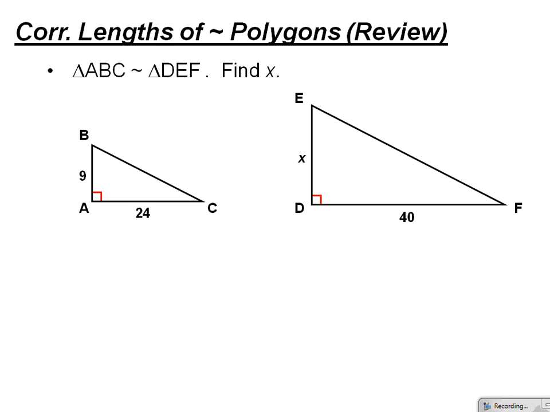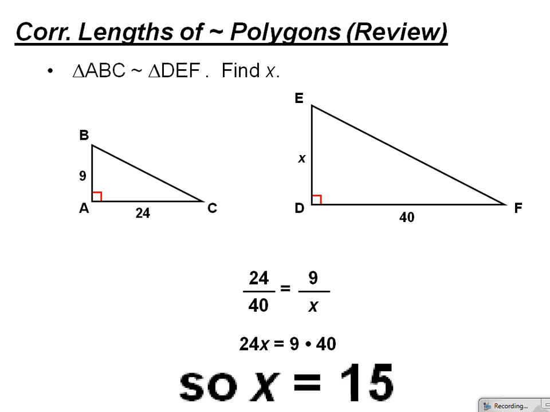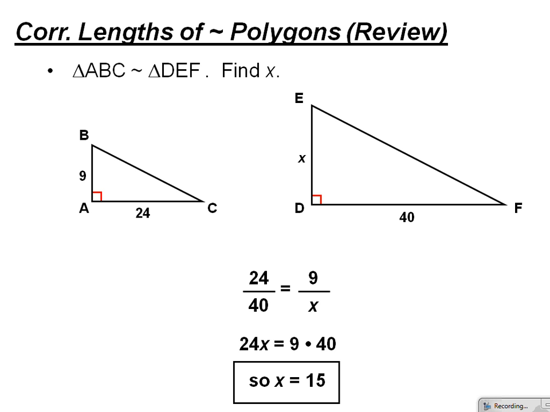Now since these triangles are similar, we know that the sides are proportional. So if we set up a proportion between side length AC and side length DF, that ratio there, 24 over 40, and make it equal to a ratio between length AB and length DE, 9 over x, we can cross multiply to find out what x equals. Cross multiplying, we get 24x equals 9 times 40. If we do the math, it works out where x equals 15.